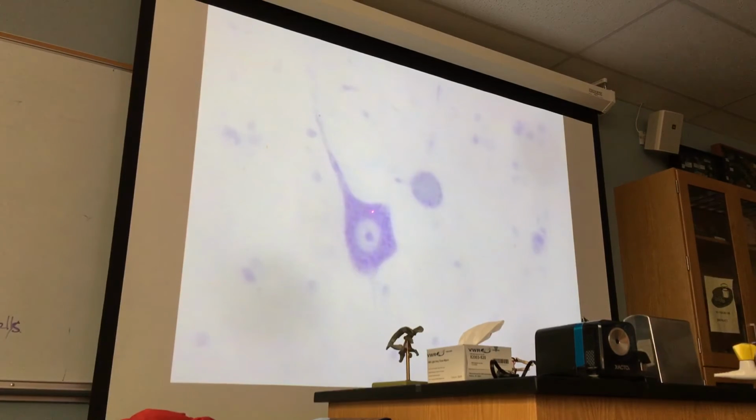So if you are asked to identify the organelles, you should write Nissl bodies. You may write rough endoplasmic reticulum, but I don't know if that will be an option in the word bank. But I tell you, Nissl bodies is the special name for rough endoplasmic reticulum in a neuron.